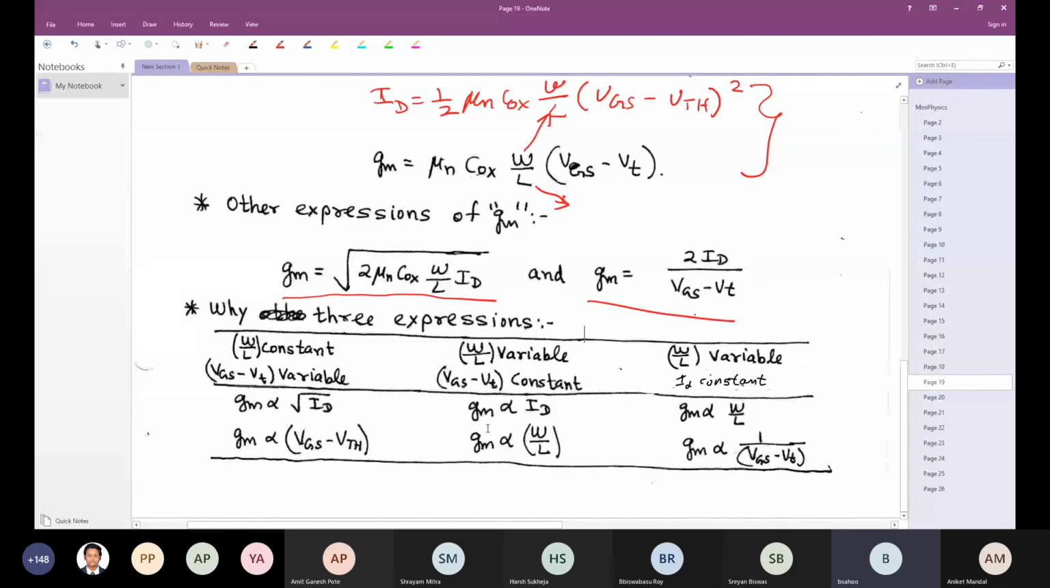So if I have to increase gm, then I will increase ID. If I have to increase gm, I have to increase W by L under this circumstance. Then under this circumstance, I can manipulate gm by using this property. So these are three interchangeable equations. We can call them equation 1, equation 2 and equation 3. These can be obtained by substituting and using these two expressions to solve and manipulate to obtain 2 and 3.